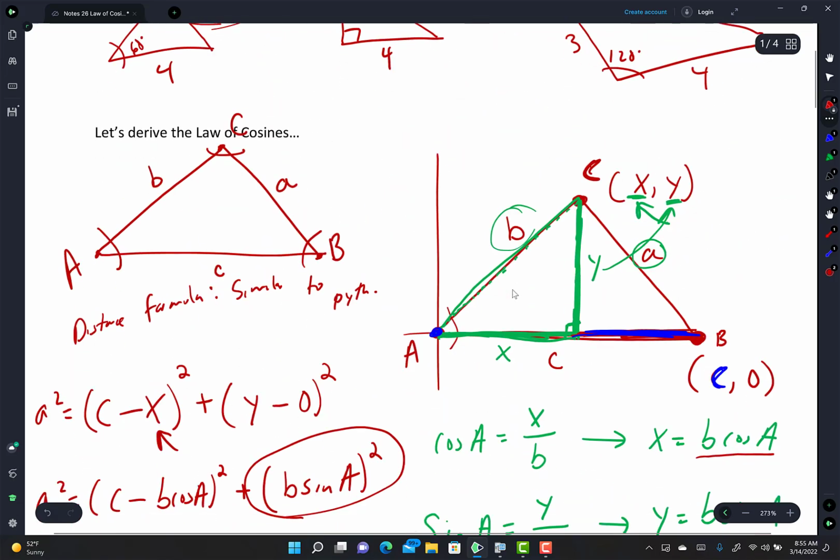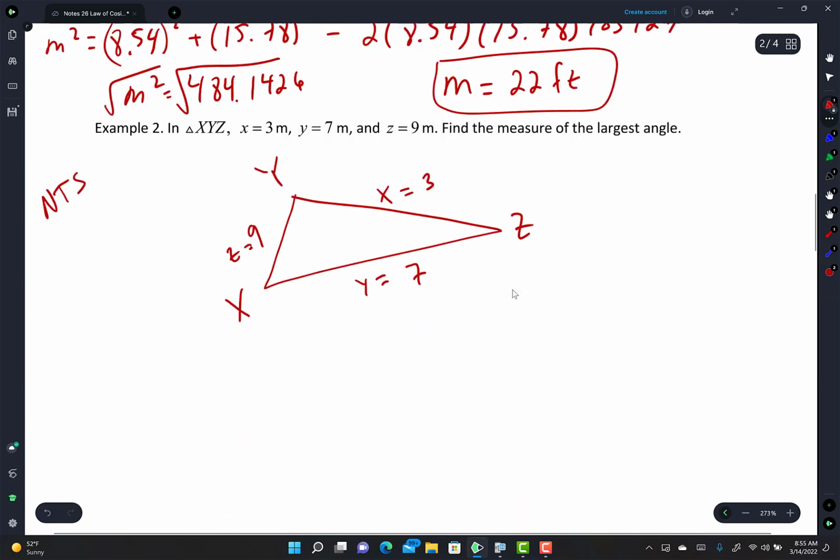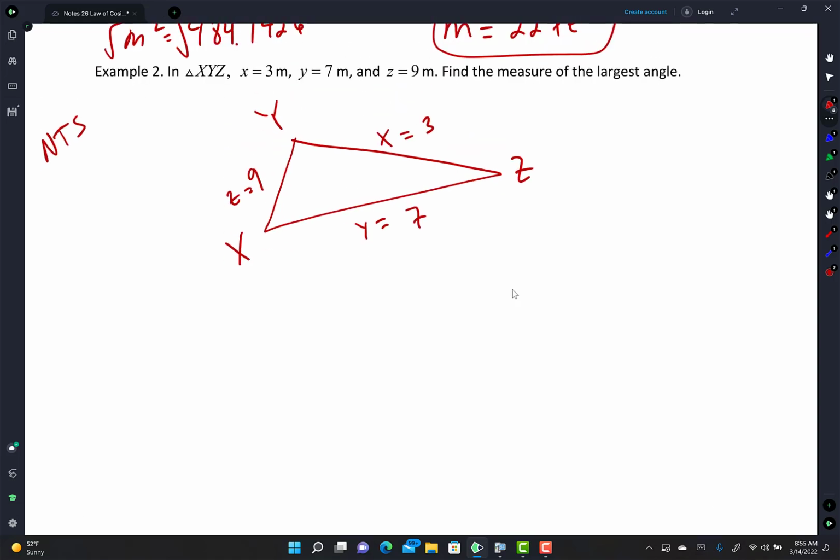But no big deal. Let's just figure it out here. Not to scale. Which one's the biggest angle? Angle X, angle Y, or angle Z? And why? Angle Z. So obviously it's 100% not to scale. Angle Z is the biggest one because length Z is the largest. Does that make sense, guys?